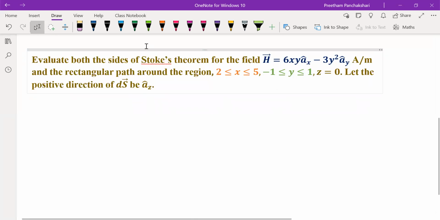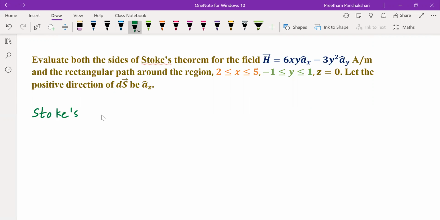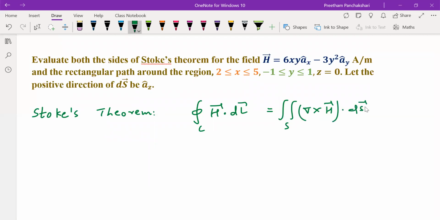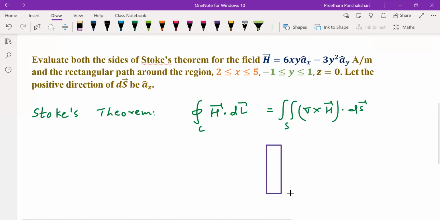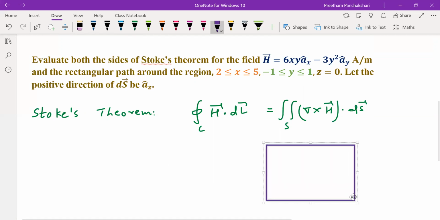Evaluate both the sides of Stoke's theorem. So let us write the Stoke's theorem. That is line integral of H over a closed path is equal to surface integral of curl of H. So this is what the Stoke's theorem is in terms of the vector H. And the rectangular path around the region. So we have to choose a rectangular path around which the vector H has to be evaluated.